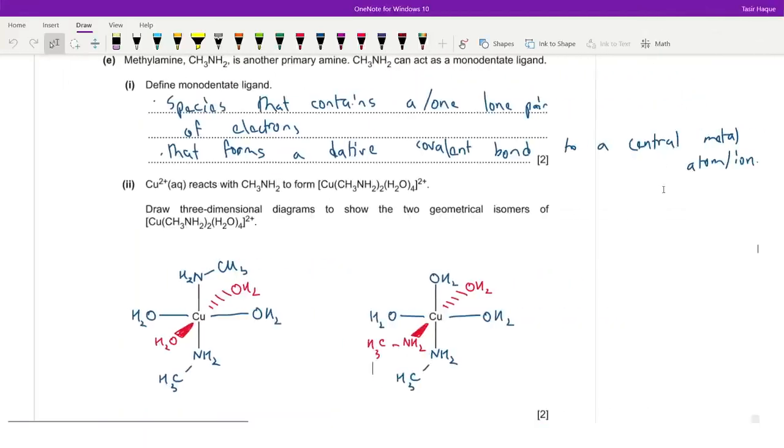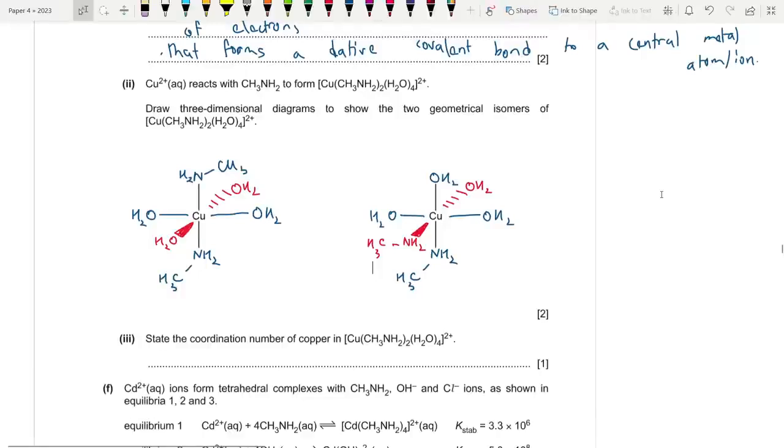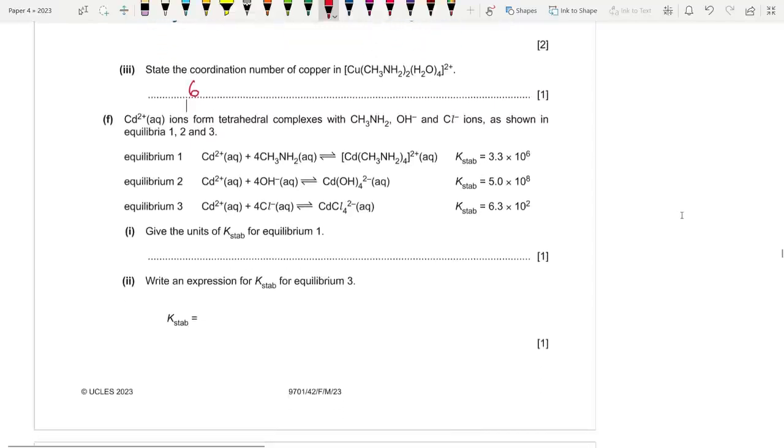So there you go. Basically remember, the trans isomer does not have a dipole moment because it cancels out as they are along a straight line. However, in this compound there is a dipole moment. State the coordination number of copper. Since it has 6 dative covalent bonds, the coordination number will also be 6. The coordination number depends on the number of dative covalent bonds.